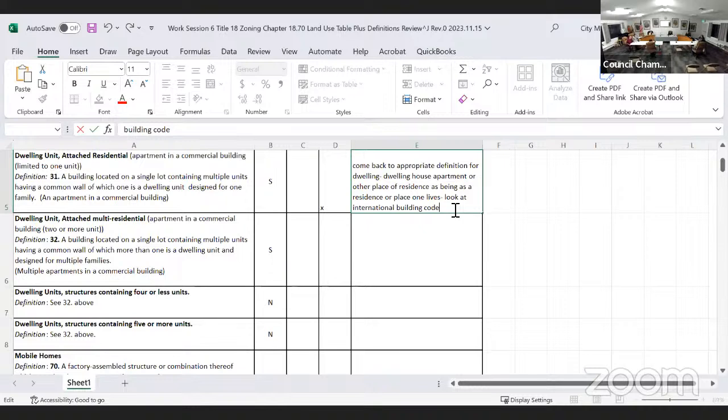And I don't want to get sidetracked going into this, but I think that until you come up with what you're going to actually use for a definition for dwelling, it's pretty hard to go down the rest of these. Yeah, so X on all of those for further discussion. Is that fair to the group? Yes, for dwelling units.